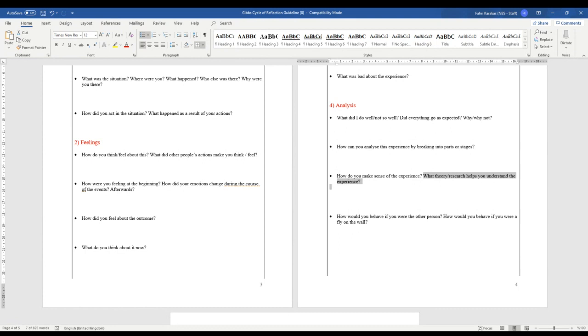And also think about the resources which can help you to make better sense. How would you behave if you were the other person? Again, question yourself. How would you behave if you were a fly on the wall? Meaning that you were an outside observer. Let's say you are just a camera. You are not involved. How would you interpret it from an independent point of view?